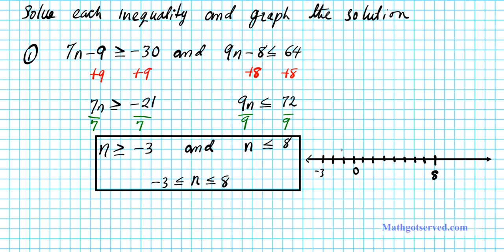And this is +8. So we're going to have a closed circle at the endpoints. Why aren't our circles open? Because we have the inclusion line beneath our inequalities. So since n is sandwiched between these two values, our solution region will be this interval right here.